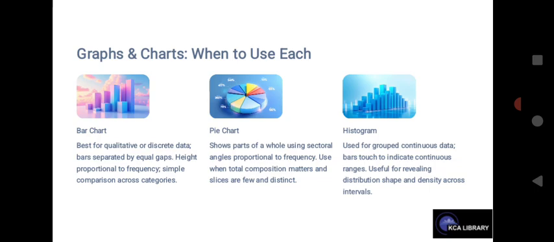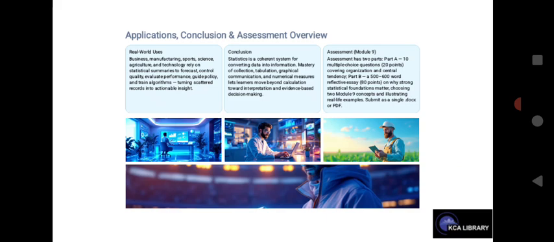But a pie chart just shows parts of a whole using sectoral angles proportional to frequency. So this is used when total composition matters and slices are few and distinct. Then a histogram is used for grouped continuous data. Bars touch to indicate continuous ranges, and it is useful for revealing distribution, shape, and density across intervals.